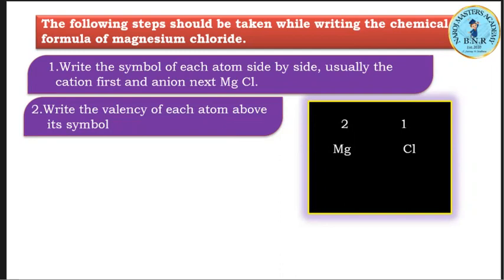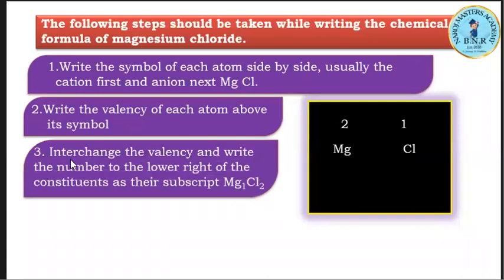So what is the valency of magnesium? 2. Okay, so you have to remember the valencies of each element. Chlorine is 1. The atomic number of chlorine is 17, and its valency is 1. Magnesium's atomic number is 12 and its valency is 2. Now, the crisscross method: interchange the valencies and write the number to the lower right of the constituents as their subscript.